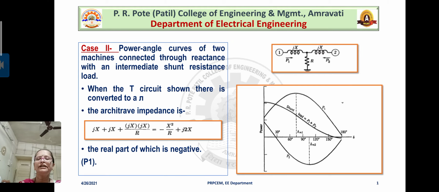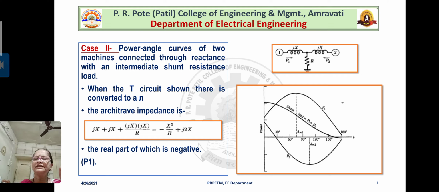Now here that means the motor 1, generator 1 and motor 2, these are connected by R plus jX, P1 and P2. Now P1 was the power output from the generator side, P2 that is the power input from the motor side. So case 2, power angle curves of two machines connected through reactance with an intermediate shunt resistance. Previous case resistance was in series. Now here you observe shunt resistance. Observe the first diagram. jX and R, it is shown as a shunt resistance.